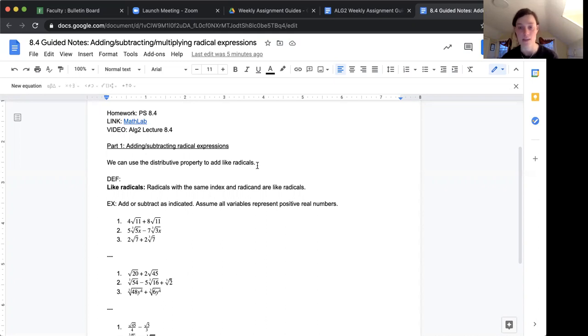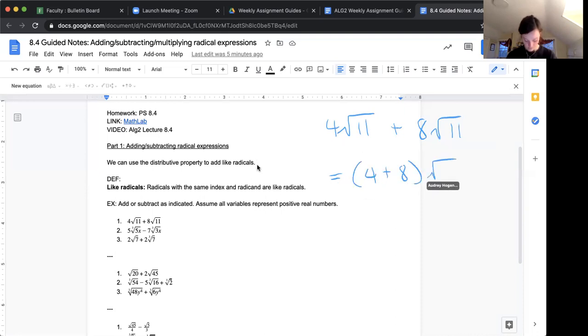So, for example, our first problem has the square root of 11, and that matches in 4 square root of 11 plus 8 square root of 11. So those are the same, so we can go ahead and add as indicated. And in order to do that, we use the distributive property, and that works in the following way. If we have 4 square root of 11 plus 8 square root of 11, we can think of that as 4 plus 8 times the square root of 11. And we know that 4 plus 8 is equal to 12. So our final answer would be 12 square root of 11.